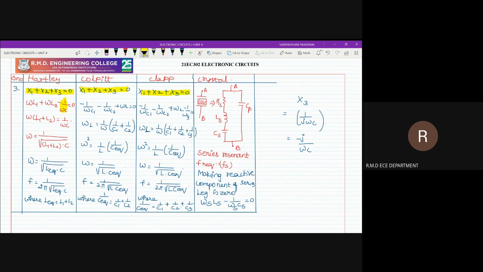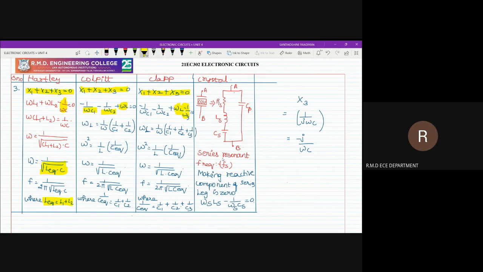Then I have to equate and get the equation of omega. Omega will be equal to 1 by root of L equivalent into C. This can be written in terms of f also, and L equivalent will be equal to L1 plus L2. Similarly for Colpitts, here X1 and X2 are capacitors and X3 is an inductor. In the same way we have to solve and get the equation. For Clapp, the X3 is an inductor in series with a capacitor. This is one more term. Just solve it the same way and you get the equation.